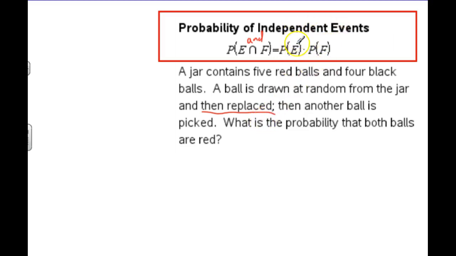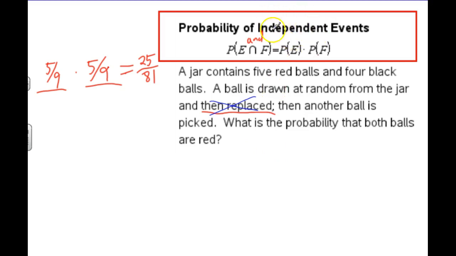So we're just going to multiply, because we want 2 reds. We want a red and a red, so it fits the form here. We're going to multiply the probability of red times the probability of red. Well, 5 of the 9 balls are red. So 5 over 9 times, if I replace the ball, it's the same probability again, 5 over 9, which ends up being 25 over 81. Now if I change this problem slightly and say we're not replacing the balls, so once you choose a red ball, it's out of the mix.